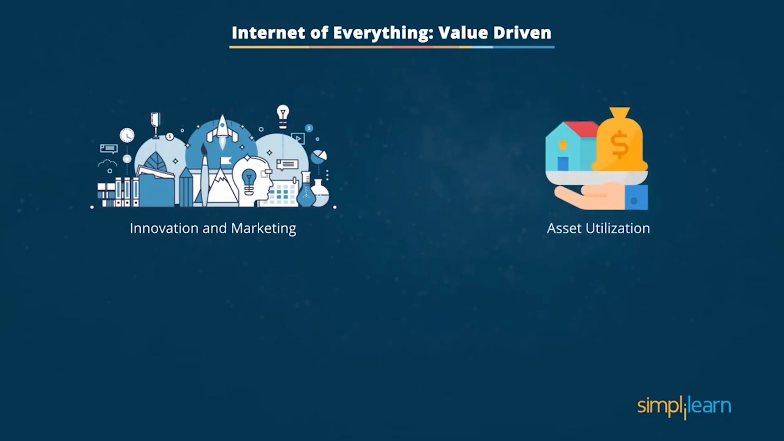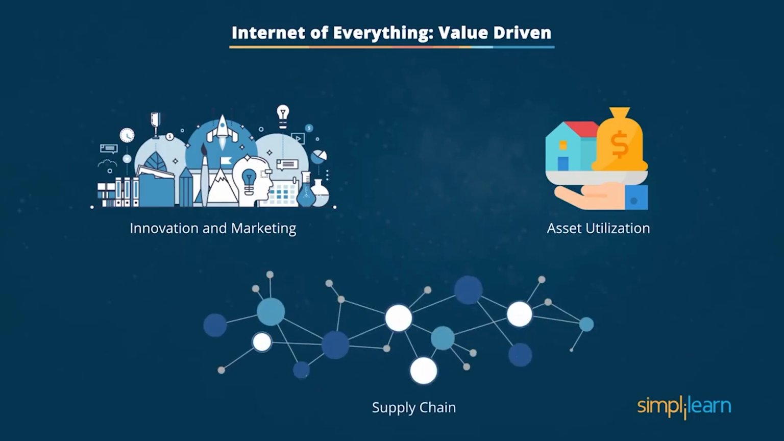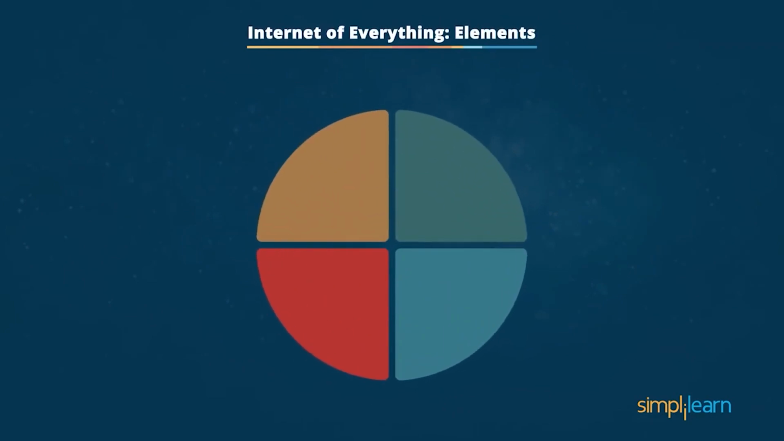Asset utilization is the form of digital, physical, and even smart assets. The asset discovery is the requirement for the establishment of the IoT ecosystem. Supply chain is also a key value driver and assesses the requirement of Internet of Everything. In addition to the drivers, there are significant elements.